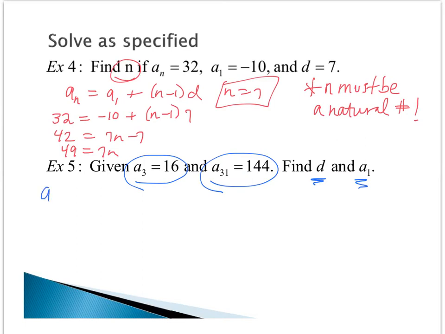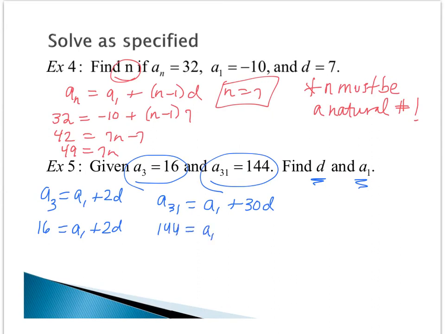We know that my third term is always my first plus 2 differences. So I can say that 16 equals my first term plus 2d. And we know that my 31st term is my first plus 30 differences. Therefore, 144 equals my first term plus 30d. And these two equations set them up very nicely for elimination for solving my system.